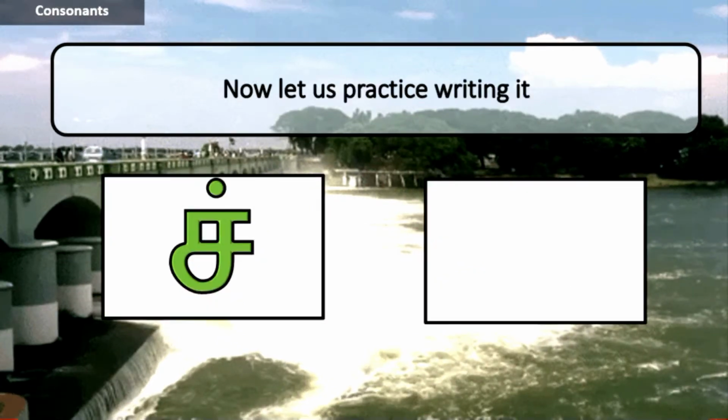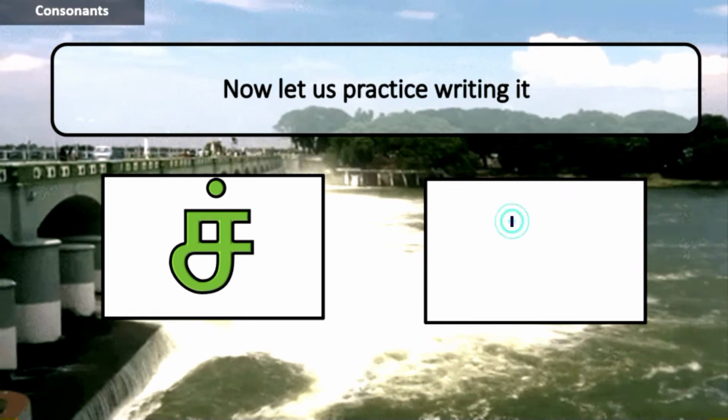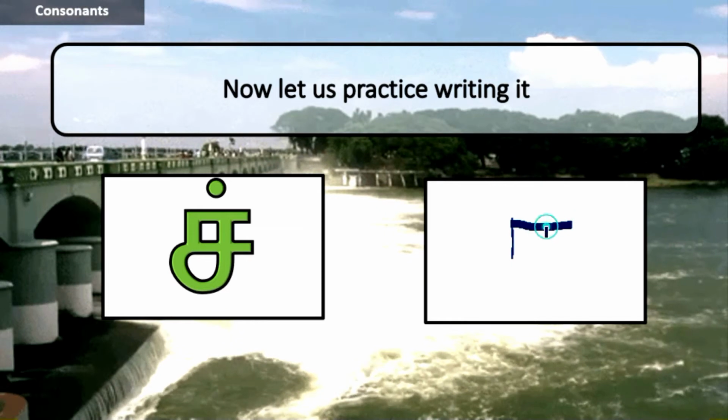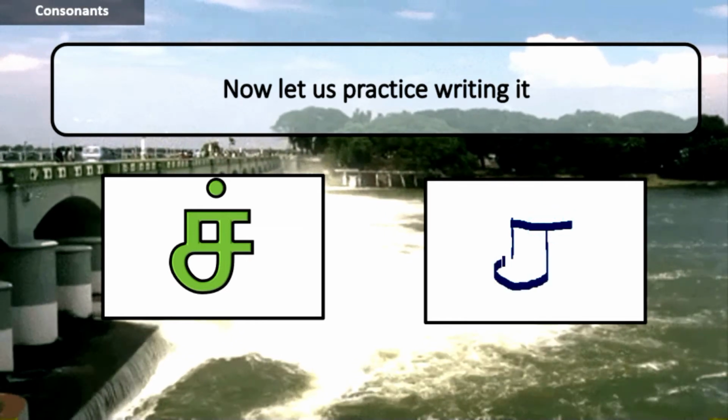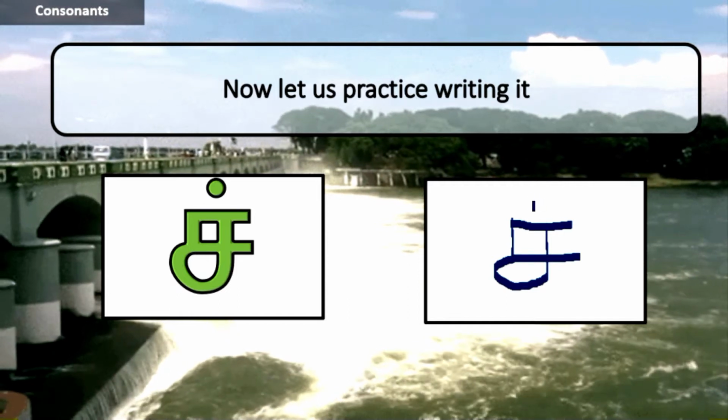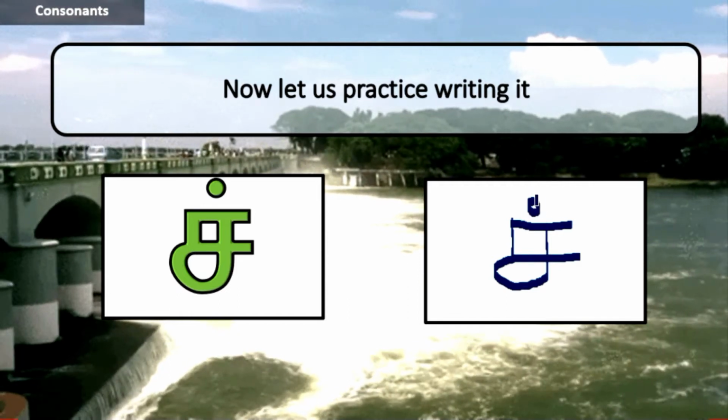Now let us practice writing ich. Let us start with Tunaikal. On the tip of the second vertical line, we move on backwards and then horizontally. Put a dot. This gives us ich.